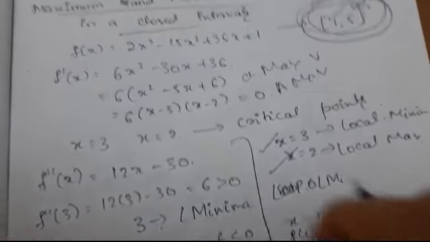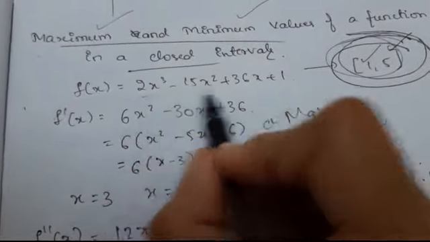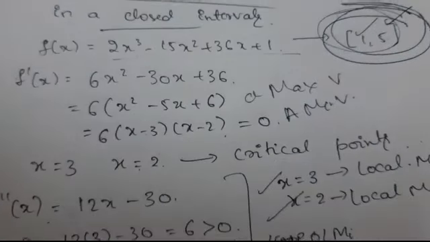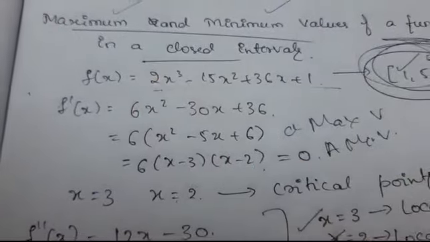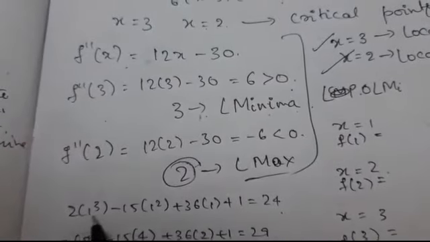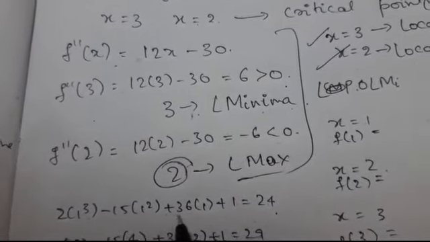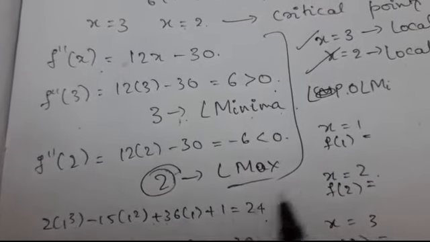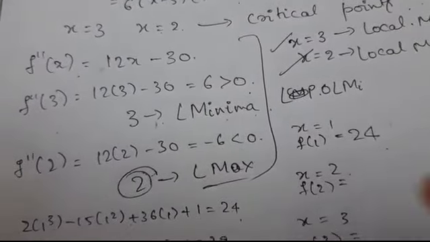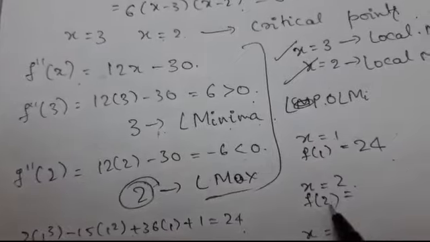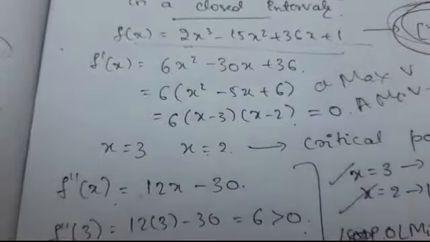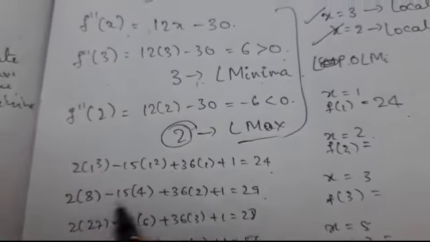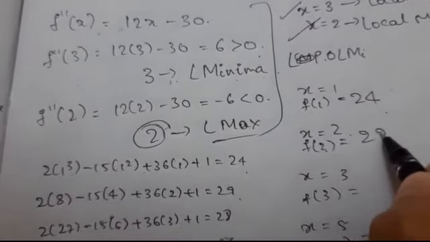So substitute x is equal to 1 in the given equation. By inputting x is equal to 1 in this f of x, what are we going to get? 2 into 1 minus 15 into 1 plus 36 into 1 plus 1. Upon adding this, we get f of 1 is equal to 24. Similarly, by inputting x is equal to 2 in the given equation, the value is equal to 29.